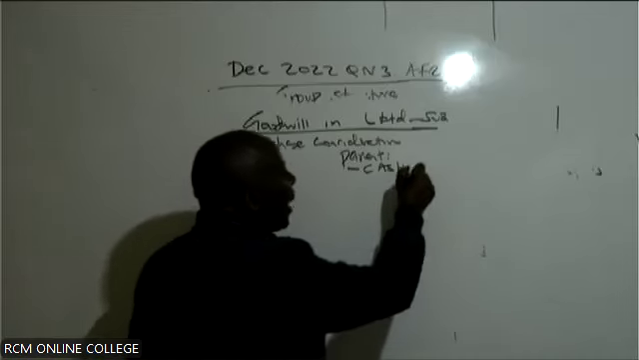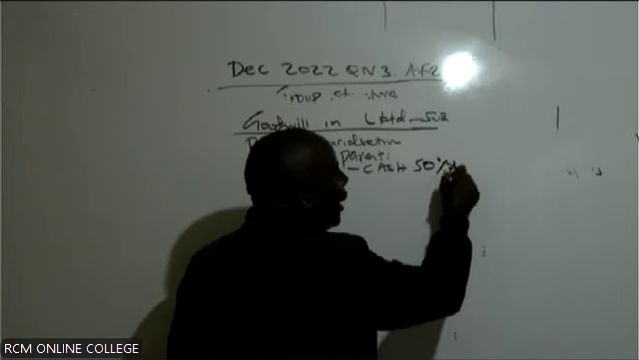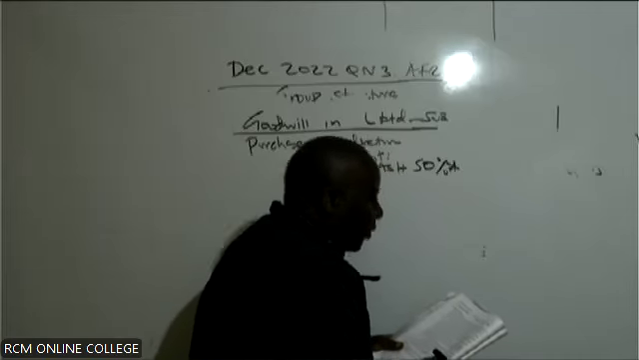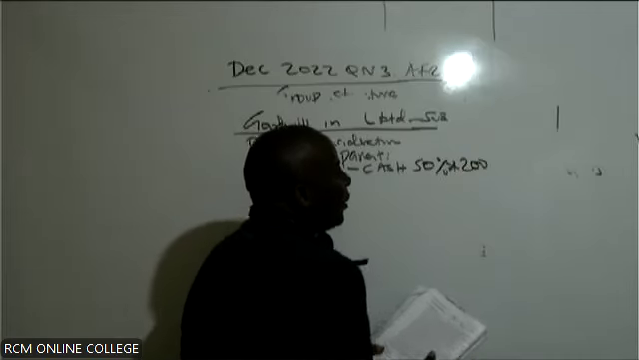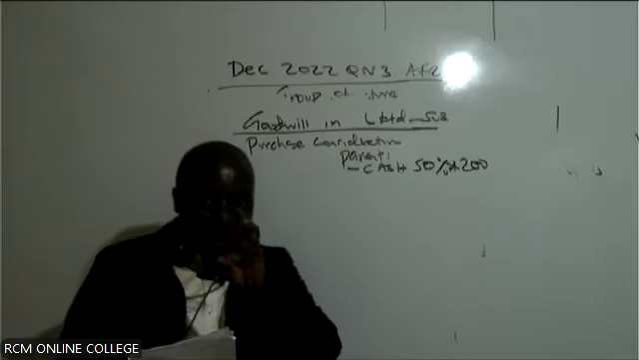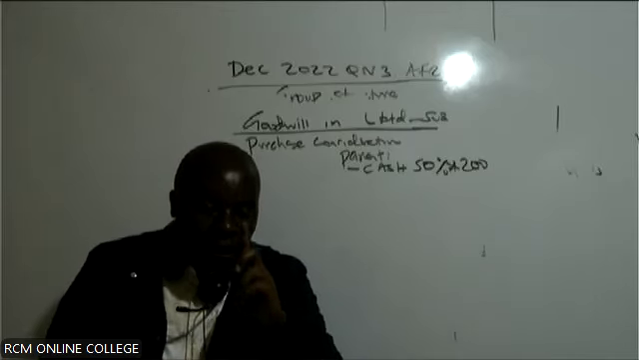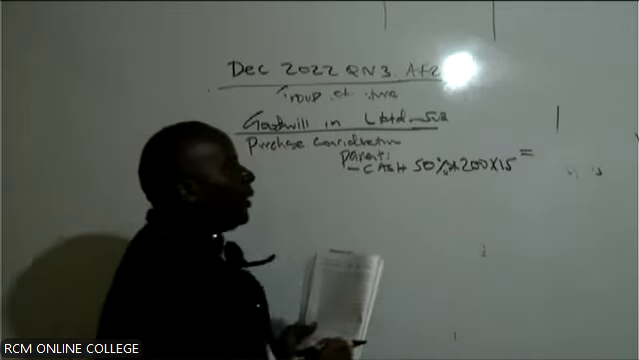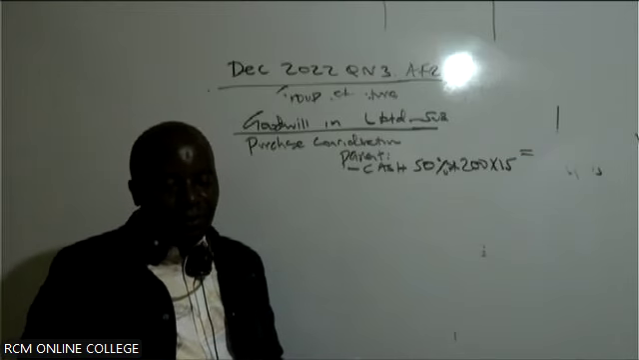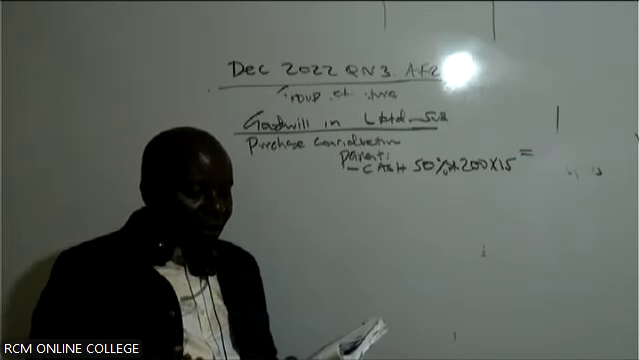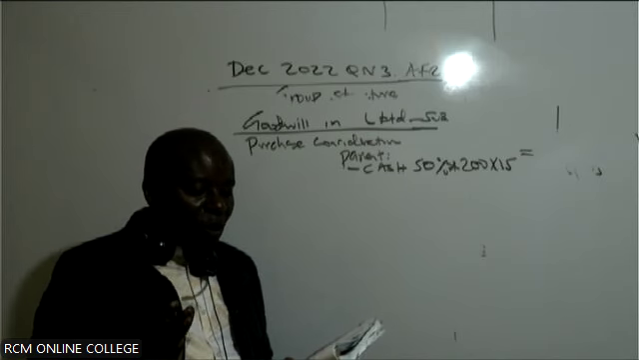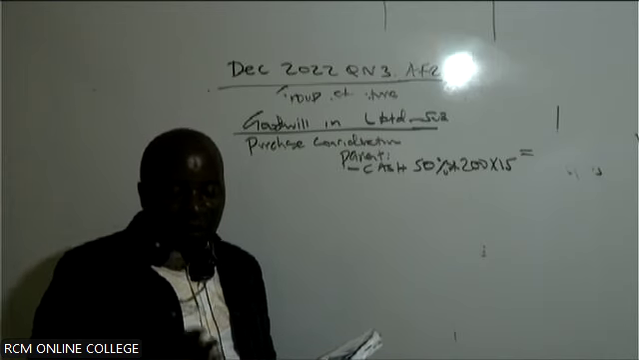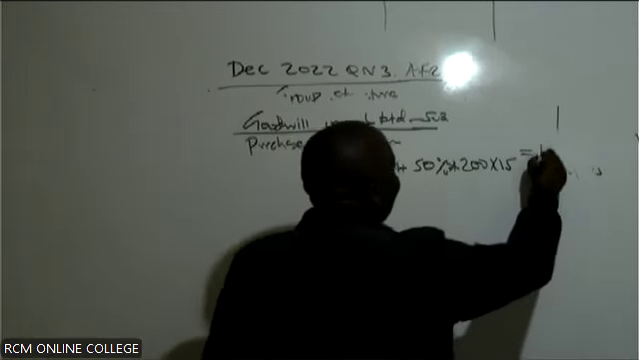Remember, we acquired 50% of the shares of L, and we are told that the shares of L were 200. So we got 50% of 200. Those are the shares we took, and gave 15 shillings for each share, times 15. Is there somebody who is able to give me the cash consideration? That's the first thing you ought to have done. So this one here gives me 1,500.